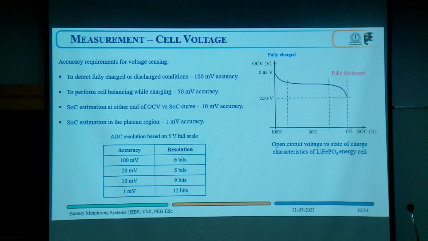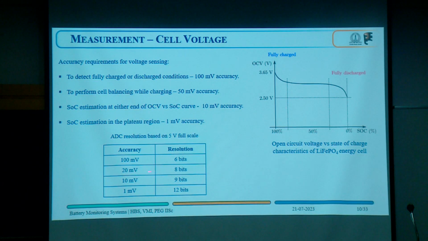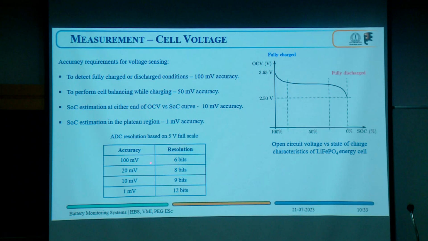If I want to get 100 millivolt accuracy, I have to use 6 bits. And if I have to do 20 millivolt accuracy, I have to use 8 bits. This calculation is fairly simple. Let us say we have 6 bits, and then how much we can measure on a full scale of 5 volts. So 5 divided by 2 to the power 6, rounded up to its higher whole number. That gives 100 millivolts. Similarly, if we want to get 1 millivolt accuracy, then we have to use a 12 bit ADC.